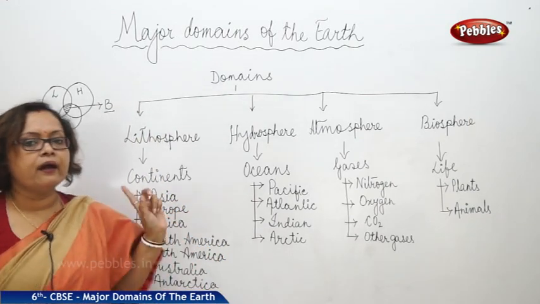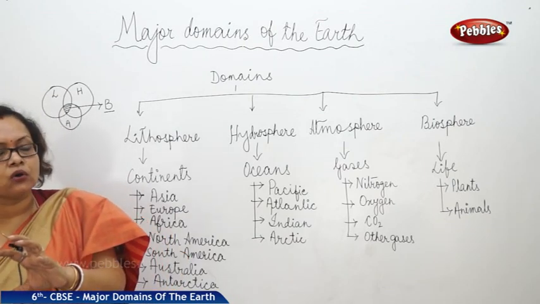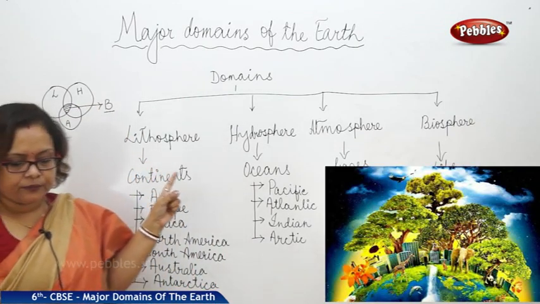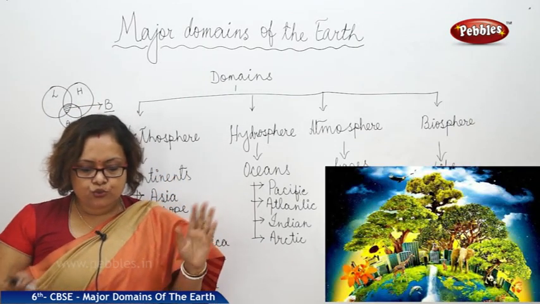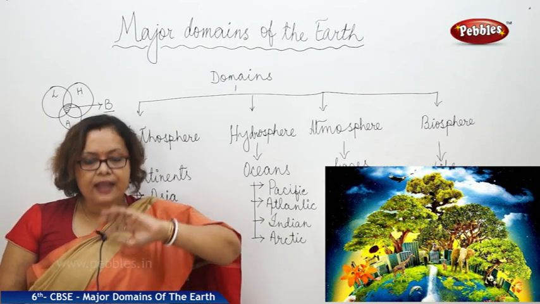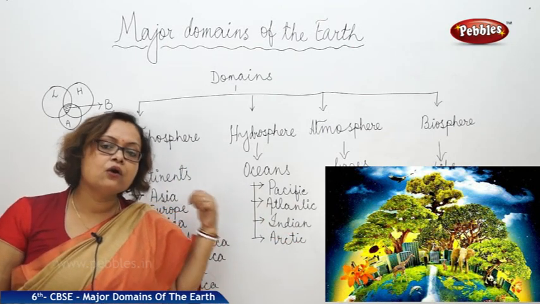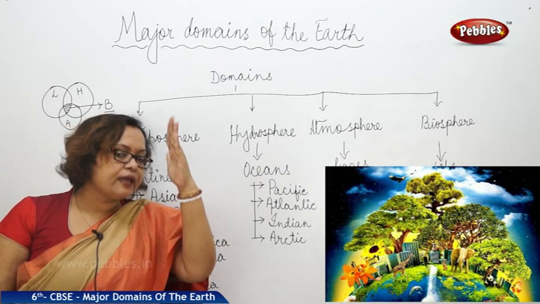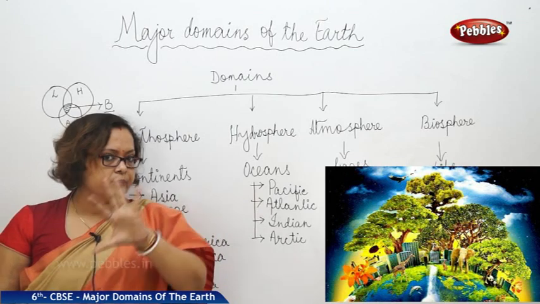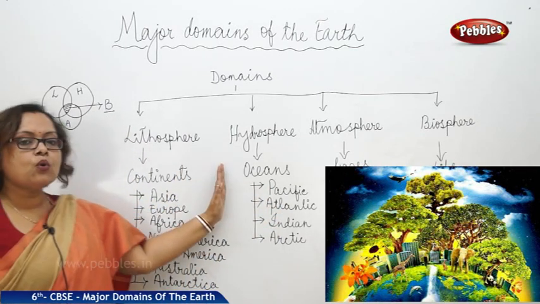We all know that Earth is a rocky planet. So the base is rock. The rocky part of the Earth is known as lithosphere. There are two main divisions of the earth surface. Huge landmasses, whatever we can find, are called continents. We can divide earth into two major divisions. One is continents, another one is oceans.